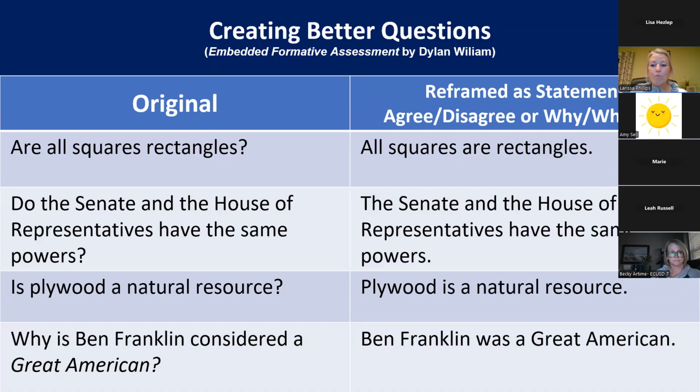In short, reframing those agree disagree statements shifts students from answering questions to defending ideas with evidence, which we know is a hallmark of expert reading and thinking.